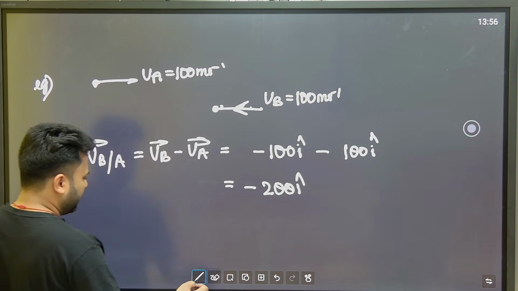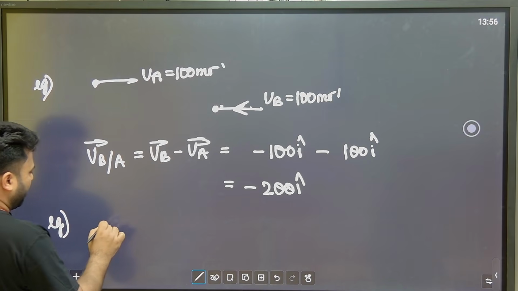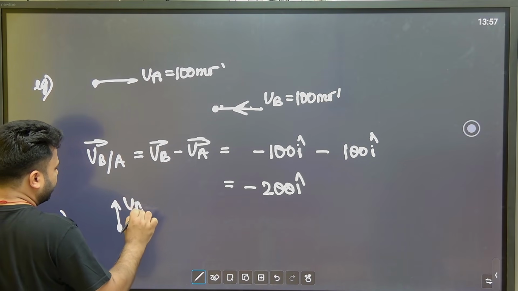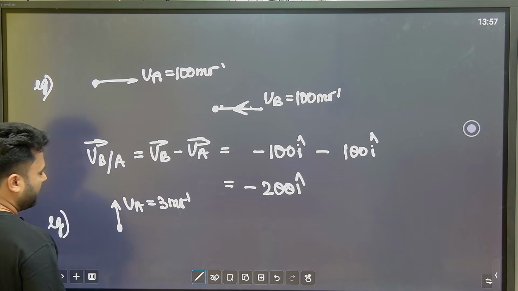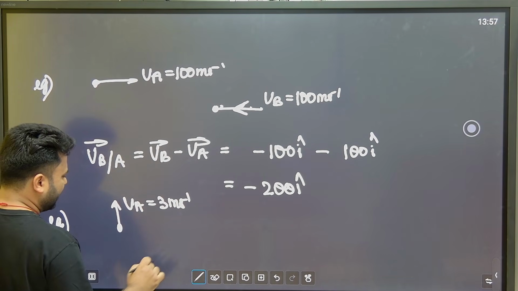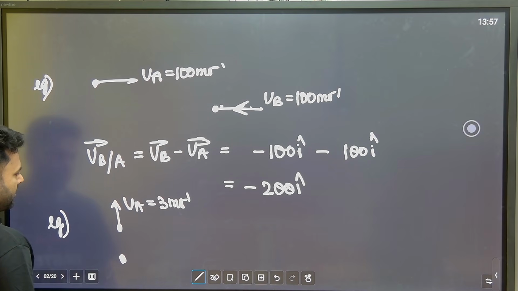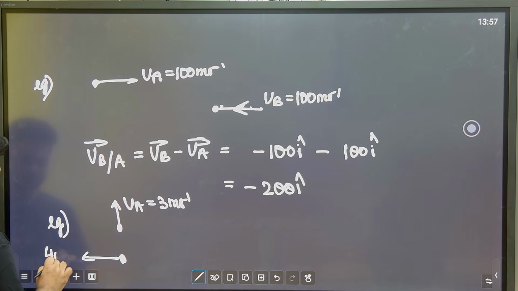Now there is one more example I will take. Suppose A is traveling in this direction. Speed of A is 3 meter per second. And there is another object B which is traveling in this direction with 4 meter per second. This is the speed of B.